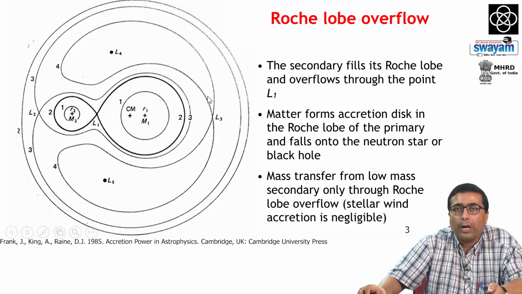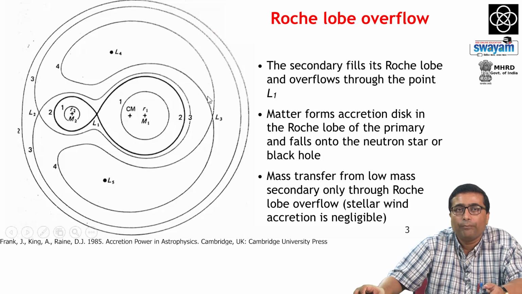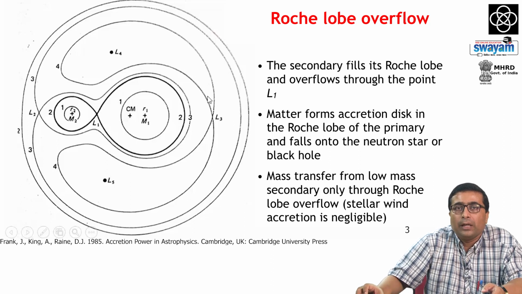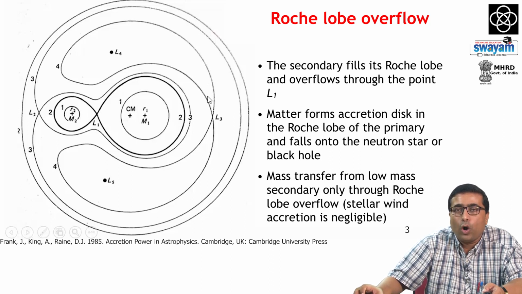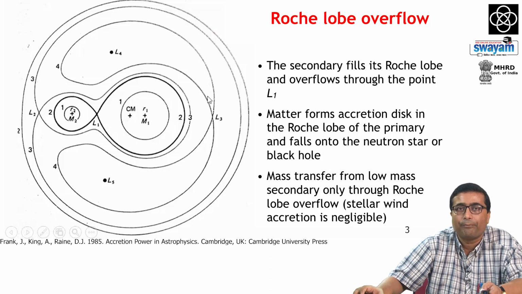In the Roche lobe of the primary, forming an accretion disk, this matter finally falls on the surface of the neutron star or it goes into the black hole, and this matter emits X-rays. This type of mass transfer is called Roche lobe overflow. As the wind from a low mass star, which we are considering here, is not strong, we neglect the accretion from stellar wind and take Roche lobe overflow as the only mechanism for mass transfer in this particular case.